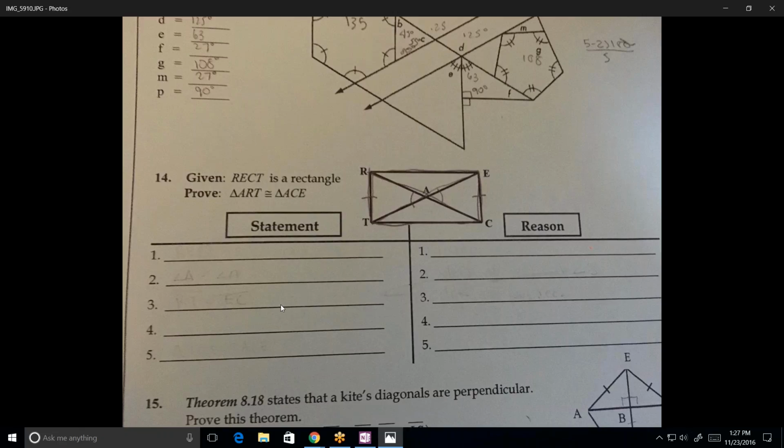Next, 3. TA is congruent to AE, and on that same line, you could also say RA is congruent to AC. And then the reason for that? I don't know what theorem it is. I think it's theorem 8.6. Well, I don't care what number it is. I don't even have the same number in my book. But the reason is that the diagonals of a rectangle bisect one another. And I'll bet you that if you put that as the reason, you will get full credit. The diagonals of a rectangle bisect one another.